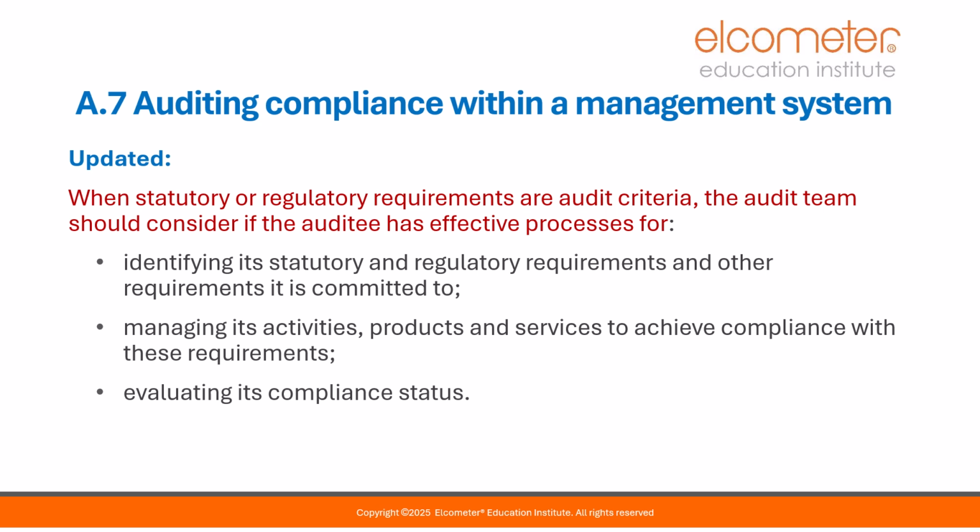A7, auditing compliance with a management system, was updated in Annex A of the ISO 19011:2025 version with the statement of when statutory or regulatory requirements are audit criteria. The audit team should consider if the auditee has effective processes for identifying its statutory, regulatory, or other requirements it is committed to, managing its activities, products, and services to achieve compliance with these requirements, and evaluating its compliance status.